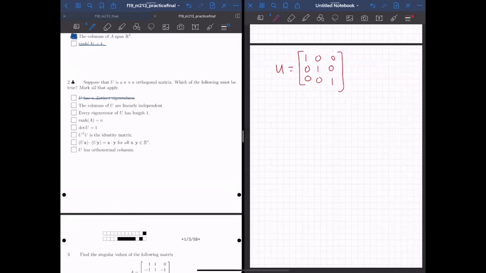The columns of U are linearly independent. Is that true or not? It is true, right? I support that statement. Good. Okay, so Matt's on board. Remember, the columns of an orthogonal matrix are orthonormal, and orthonormal vectors are always linearly independent. So the columns are definitely going to be linearly independent. Another way to look at it is, an orthogonal matrix is always invertible, and invertible matrices always have independent columns.